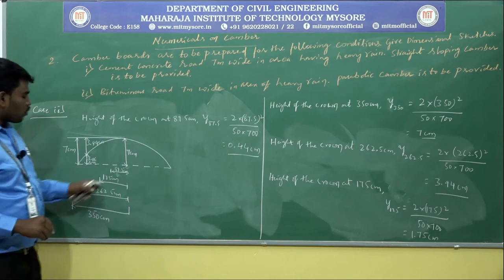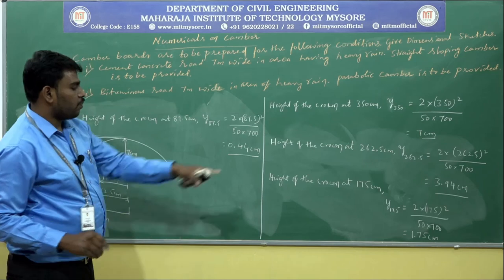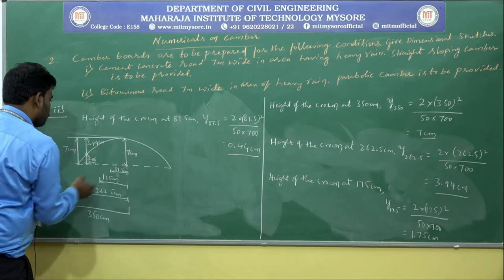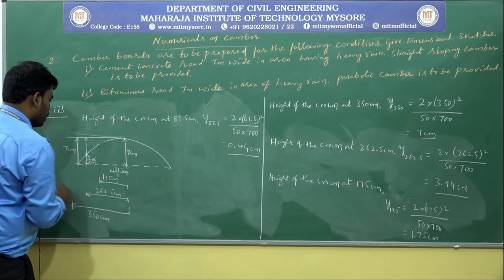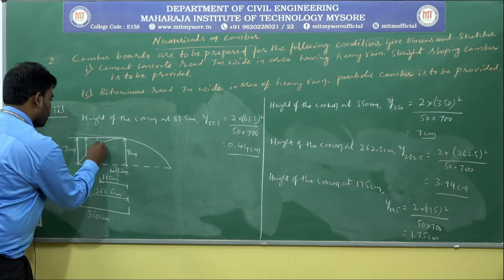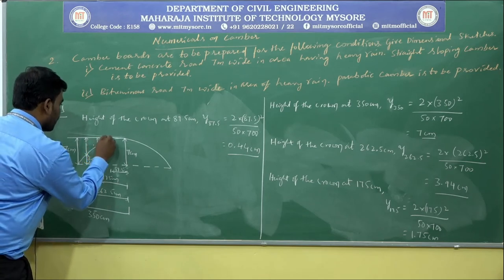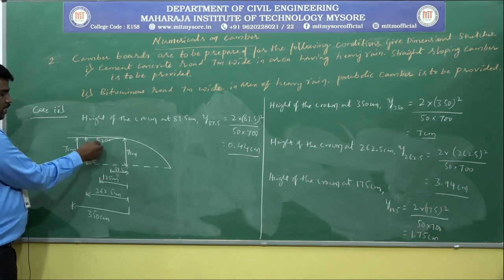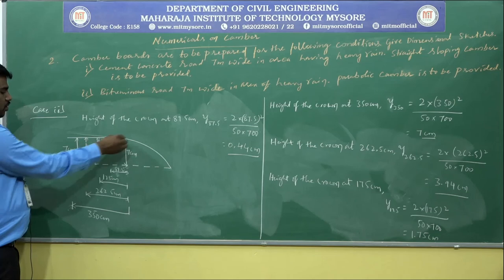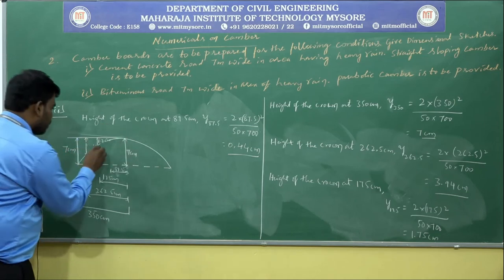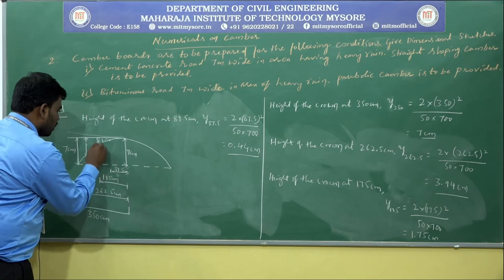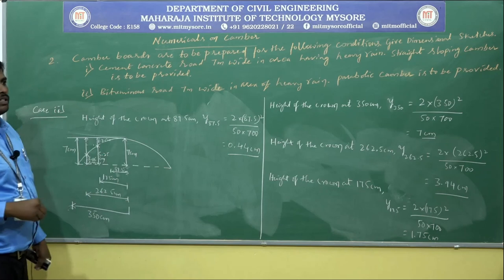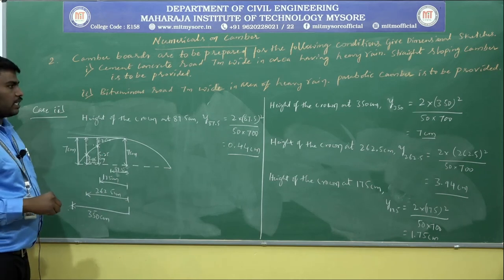Is it clear? And at 175 cm, it is 1.75 cm. This is the distance. At this distance, it is 1.75 cm. If this is 1.75 cm, then what about this? It is 7 minus 1.75, no? Because the total is about 7 cm. This becomes 5.25 cm.